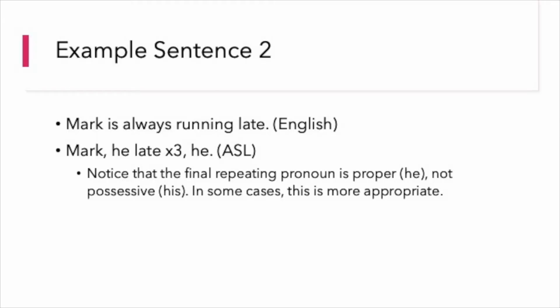The use of the possessive flat hand is dependent upon context and sign choice. In the case of this sentence, Mark is always running late, the modification is applied to the sign late, and the repeating pronoun at the end is not possessive. This means that he runs late, but not that it is a deeply ingrained or inherent part of his being. Mark is always running late.